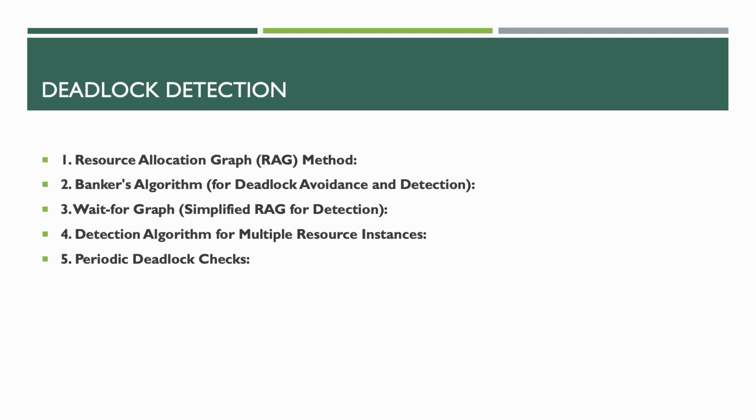Okay, now how can we detect the deadlock? Like we saw what is deadlock, how it happens, and how can we avoid it, but how can we detect it? Deadlock detection is particularly important in dynamic systems such as operating systems, databases, and cloud computing, where resource allocation changes frequently.